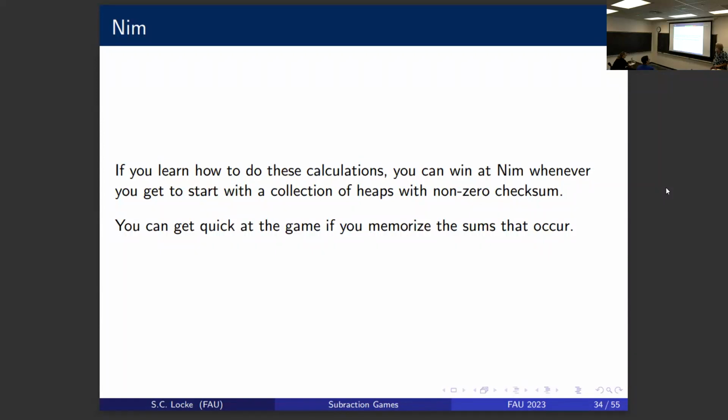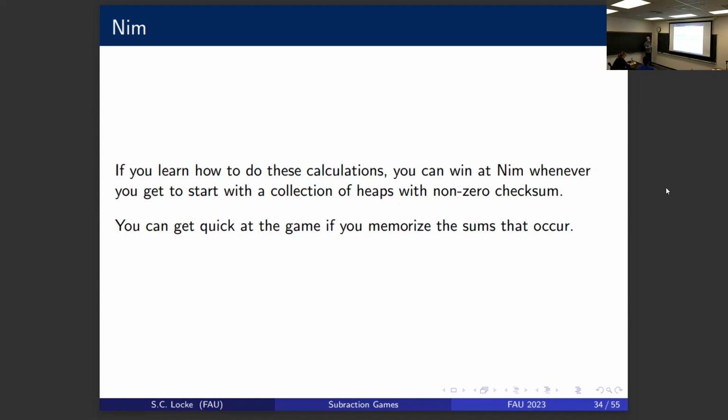Right? So let's just do this with small numbers because otherwise it takes me a long time. But if I have something like a pile of height 1, a pile of height 3, a pile of height 5, and a pile of height 7, what's the checksum? Okay, 3 plus 5 is 6, 6 plus 7 is 1, and plus another 1 is 0. Actually, the checksum is 0 here. That's a bad position to be in.